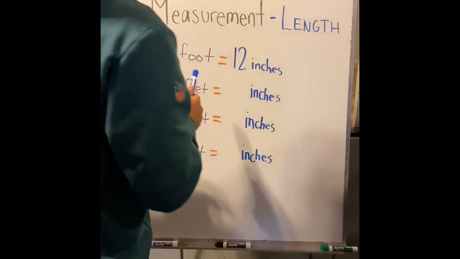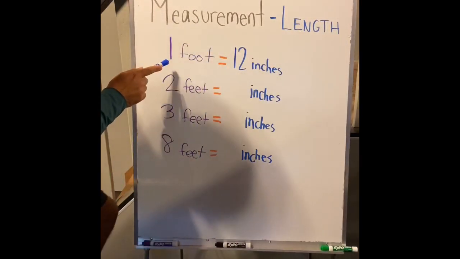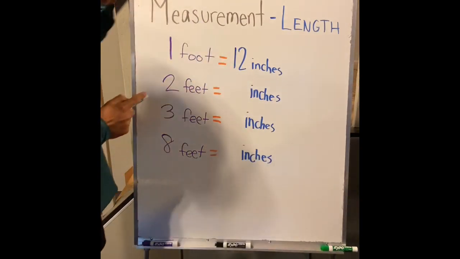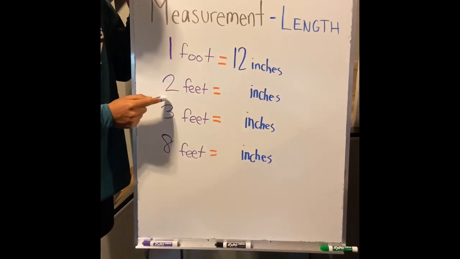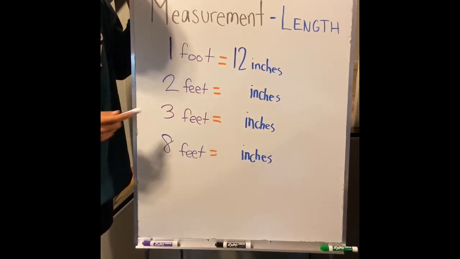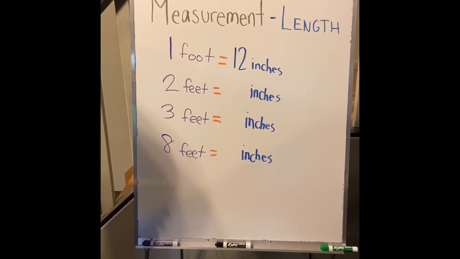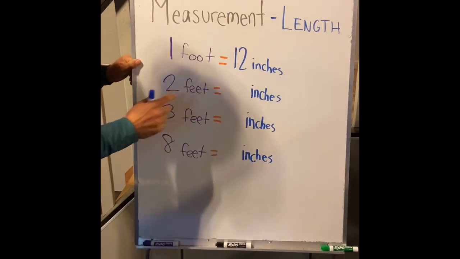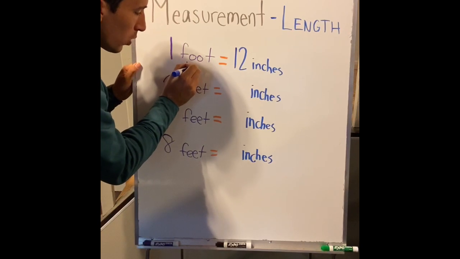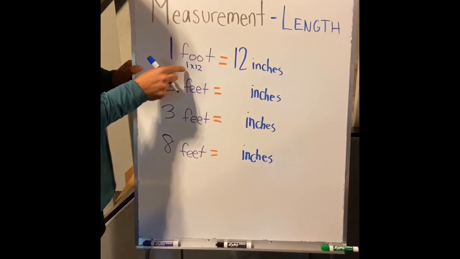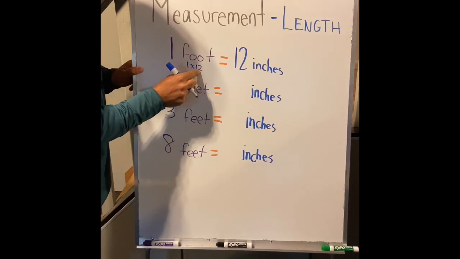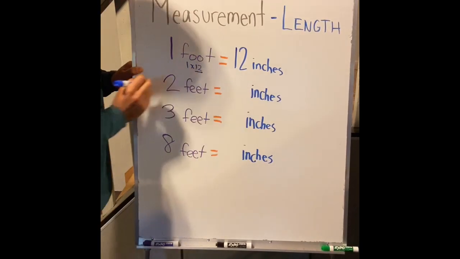Okay, let's do some conversions here. So we remember 1 foot equals 12 inches. If I were to ask you, how many inches are in 2 feet? So 2 feet equals how many inches? When we do these, this will be 1 times 12. What that means is if we have 1 foot, we're going to times it by 12 because these are our 12 inches.